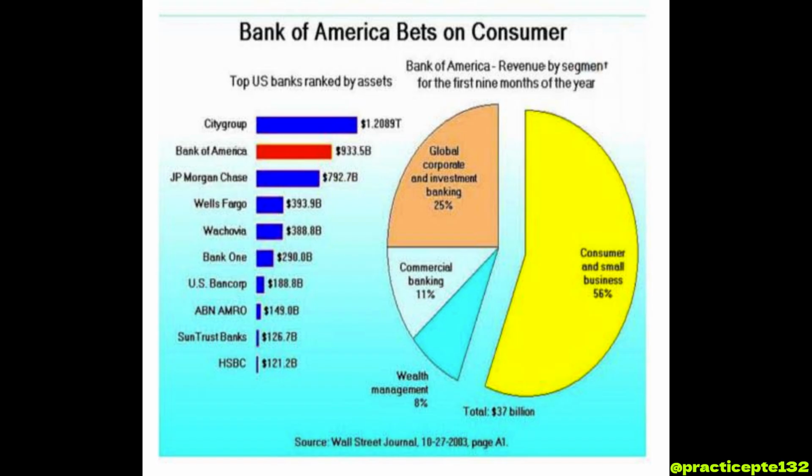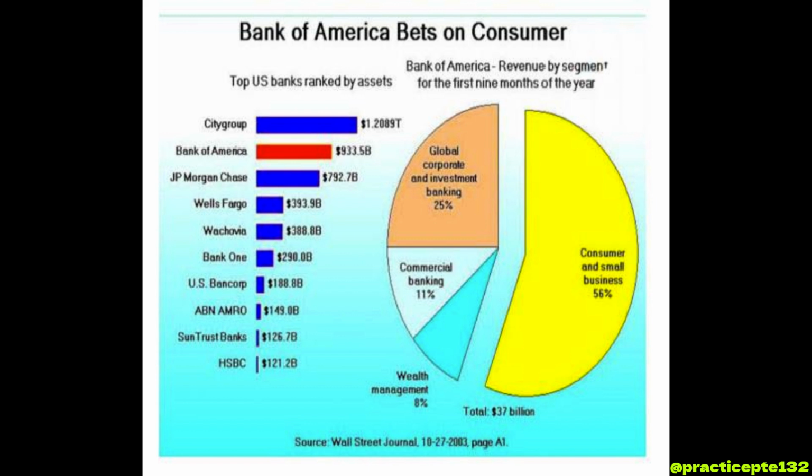The following graph gives information about Bank of America bets on the consumer. The items include top U.S. banks ranked by assets and Bank of America revenue by segment. According to this graph, the highest value of U.S. banks ranked by assets is around 1.2000 T, which is in Citigroup.